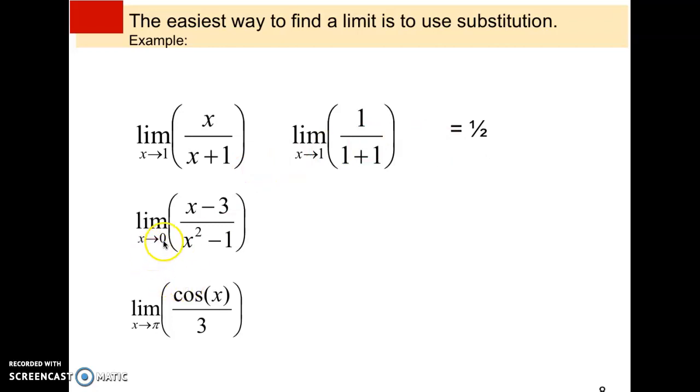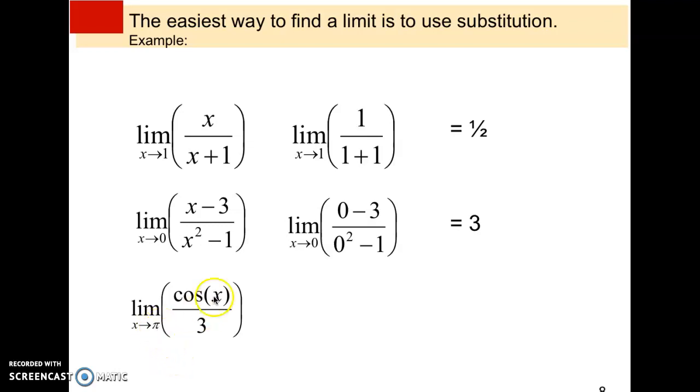Let's put a 0 in here and see what happens. If I put in 0, direct substitution, I get 0 minus 3 over 0 squared minus 1, which equals -3 over -1, which equals 3. Again, 0 is in the domain, so I can do a direct substitution, and I get a limit. Now, mind you, if I had said x equals -1, that would not be in the domain of this function, so I couldn't do a direct substitution. I'd have to do that some other way.